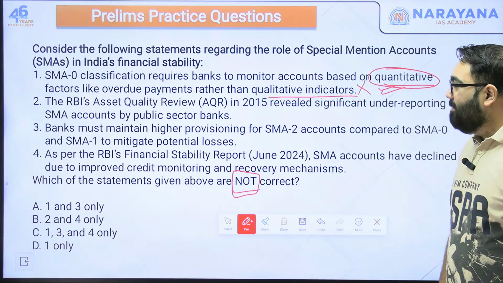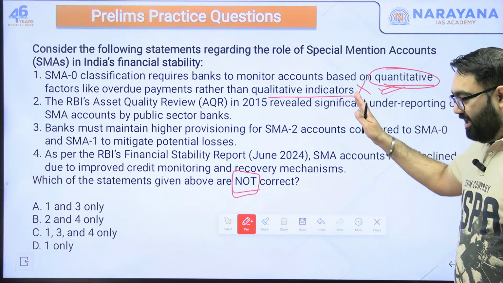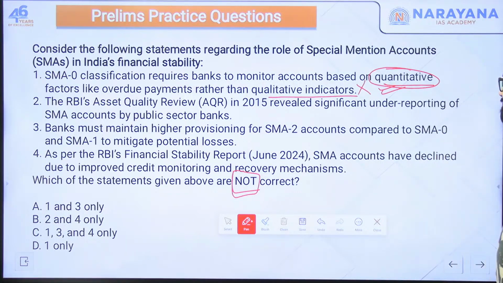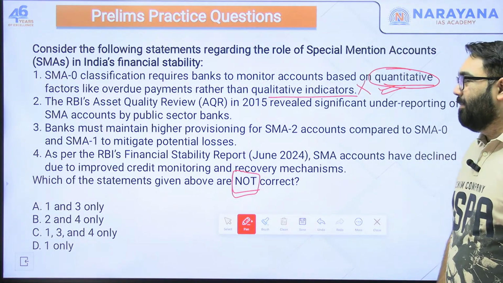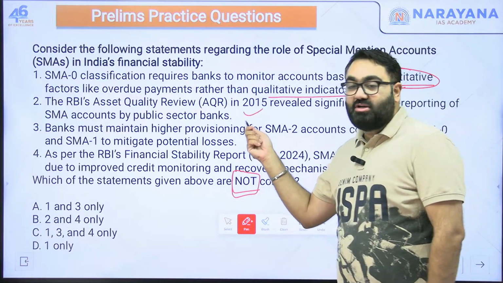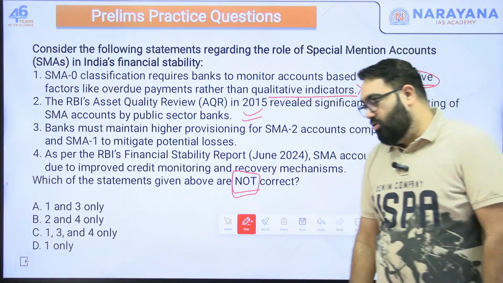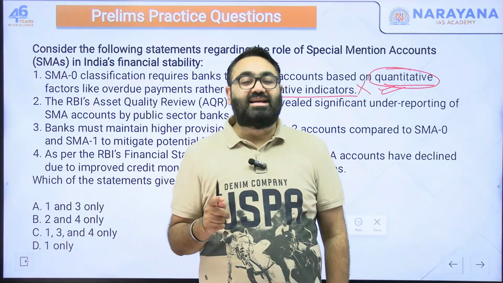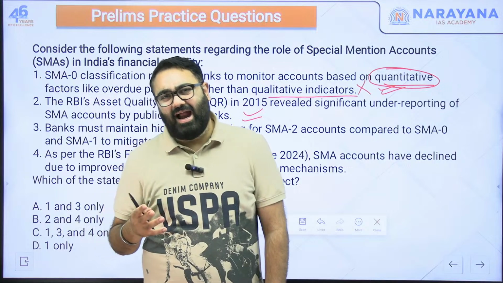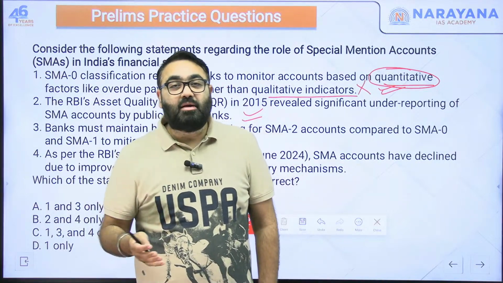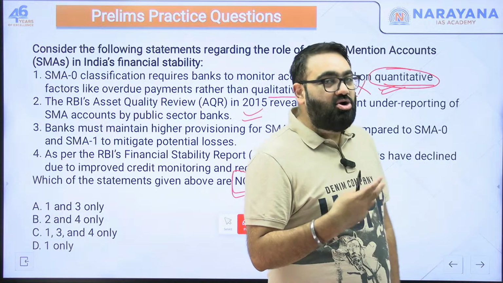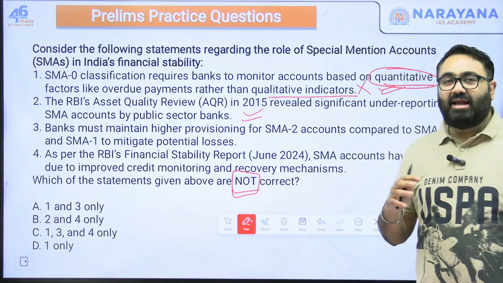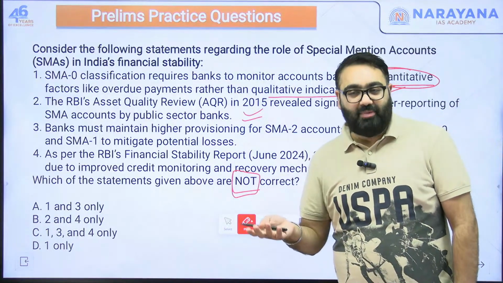Second, RBI's asset quality review in 2015 revealed significant underreporting of SMA accounts by public sector banks. Yes, that was a big problem. The RBI found out that a lot of public sector banks especially were underreporting the SMAs, meaning the amount of SMAs that they had. They were reducing the number while reporting to the RBI because they did not want to be seen as a bank that is going into a lot of losses. It's like underreporting your bad performance to your bosses.